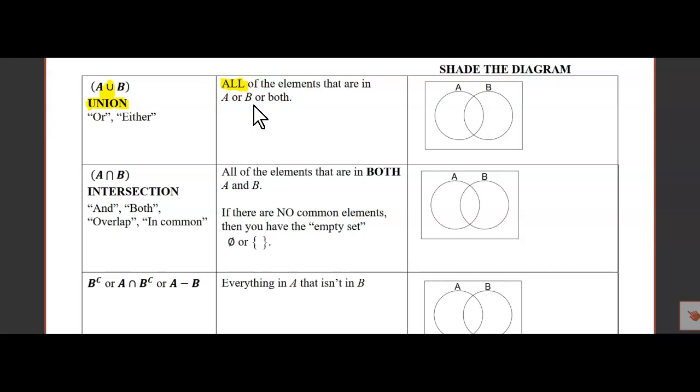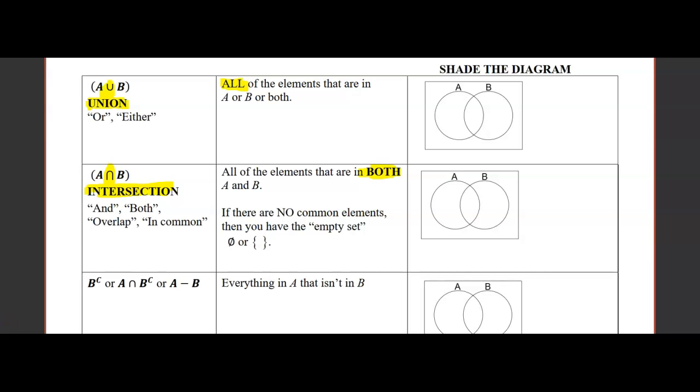So A, the circle of A contains what A values are. Circle of B contains B values. Circle where they overlap contains values that are both. Okay? So union means all. Intersection means they have to be in both. Okay? And then basically we're shading this in. So that's what we're doing right now.